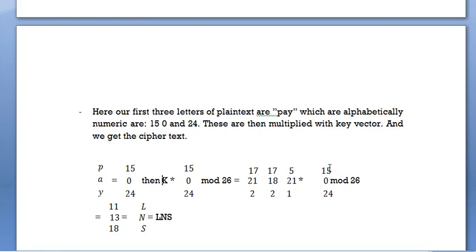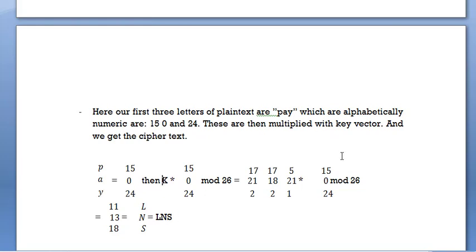Now with all three values you need to do mod 26. Whatever answer you get, you need to mod it with 26. When you mod it with 26 you will get the values 11, 13, 18, and now you need to look again at the table to see the letters. 11 is L, 13 is N, 18 is S. So for PAY the ciphertext will be LNS.